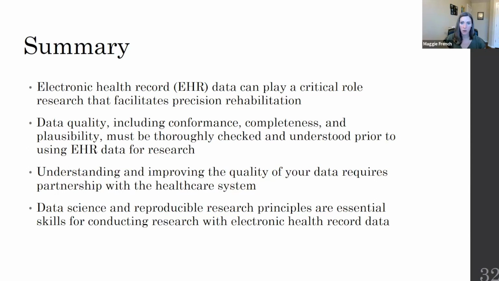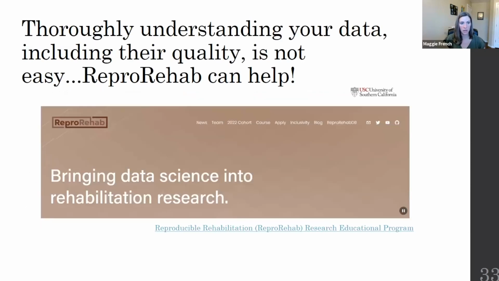These type of skills, though, are really challenging. And so I do want to provide you guys with a resource called Repo Rehab. This is a relatively new educational program that's out of USC, and they're really targeting trying to develop these data science skills within our rehab community. And so if you're interested in trying to improve your ability to automatically check your data for data quality, I recommend that you check out this website.